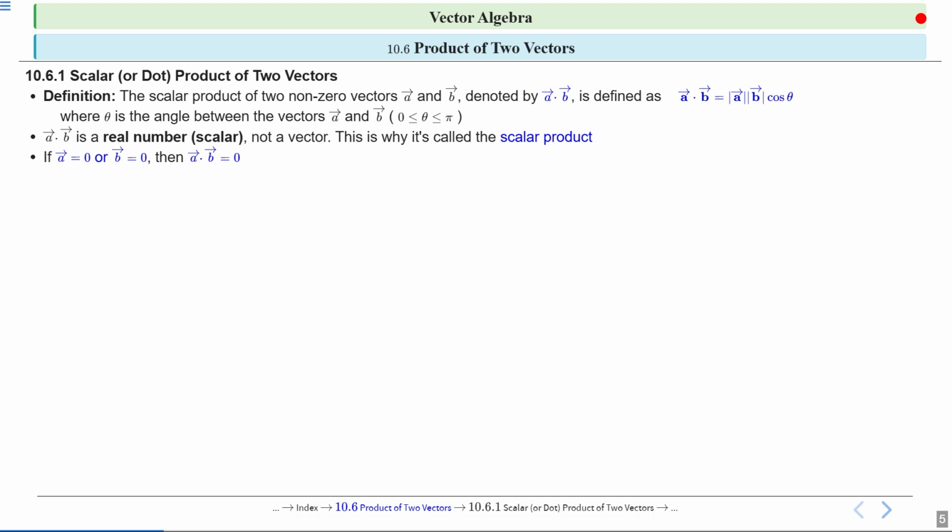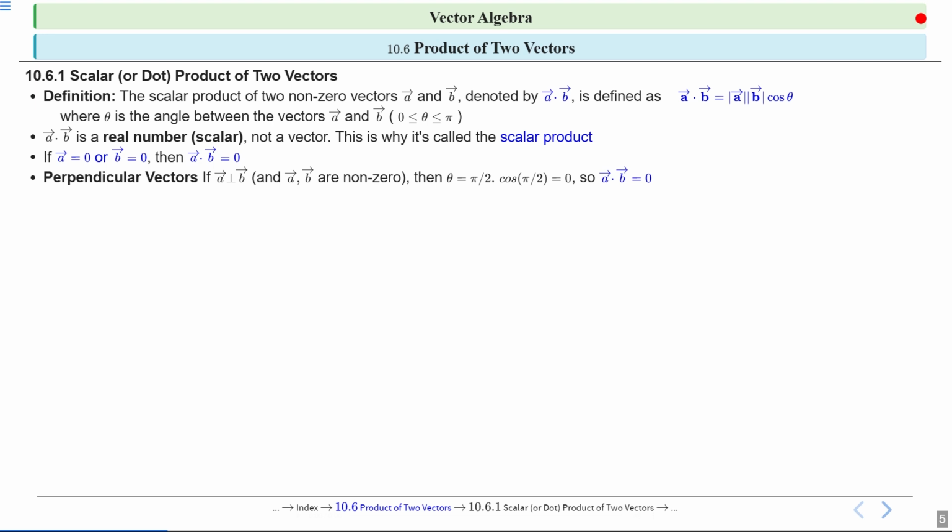If a vector is equal to 0 or b vector is equal to 0, then a dot b is equal to 0. If either of the vectors a or b is 0, then their scalar product is also 0. This is because the magnitude of the zero vector is 0, and multiplying by 0 results in 0.